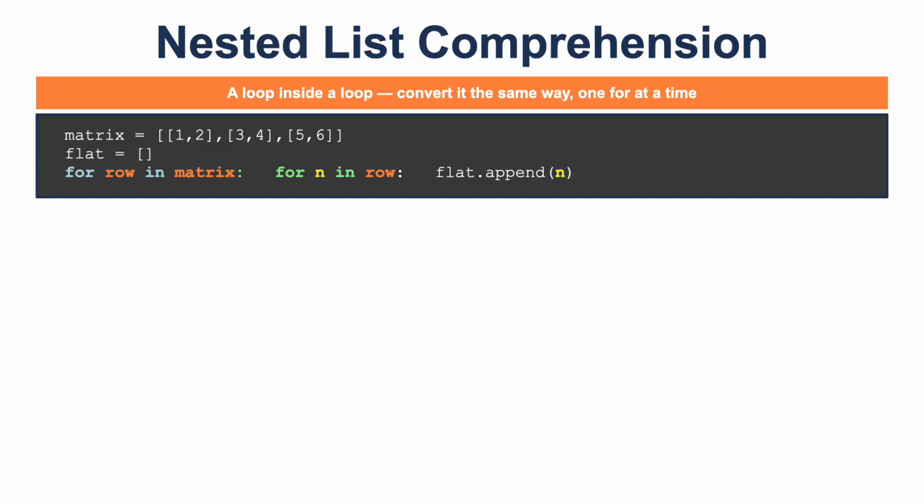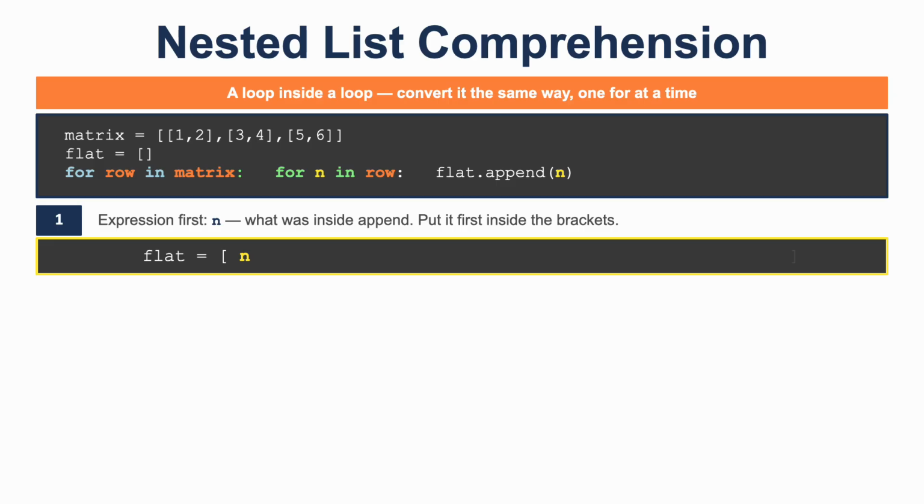Now, let's look at nested list comprehension, when you have a loop inside a loop. Here we have a matrix which is a list of 3 pairs. The nested for loops go through each row first, then each number inside that row, and add every number into a flat list. The conversion follows the same approach, 3 steps. Step 1. Expression first. The value going into the list is just n, so n goes first inside the brackets.